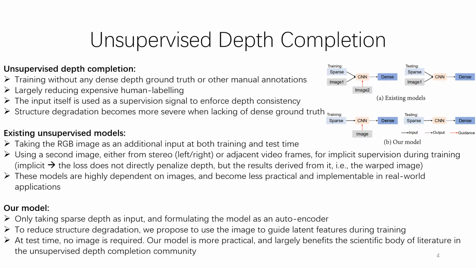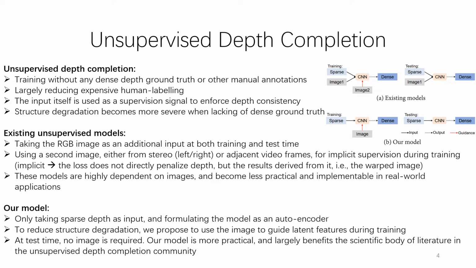Compared with supervised models, they can largely reduce expensive human labeling work. In this framework, the input itself is used as a supervision signal to enforce depth consistency. However, if we only use the sparse depth as a supervision signal, the structure degradation becomes more severe when lacking dense ground truth. It basically refers to the poor localization or recovery of object structures.